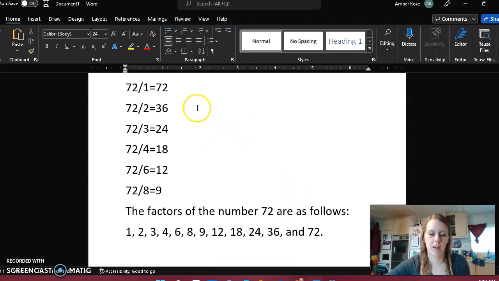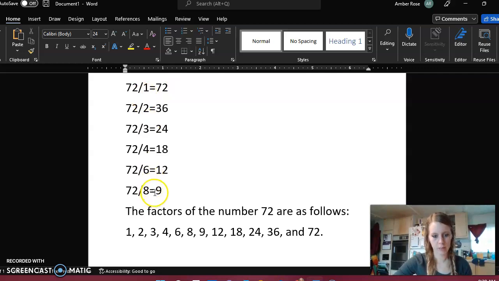Here is my portion on finding the factors for number 72. So I took 72 and I just divided it down the line: 1, 2, 3, 4, 6, and 8. Of course, 5 doesn't go into it, 7 did not either.